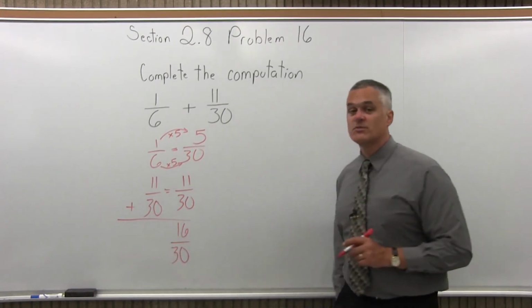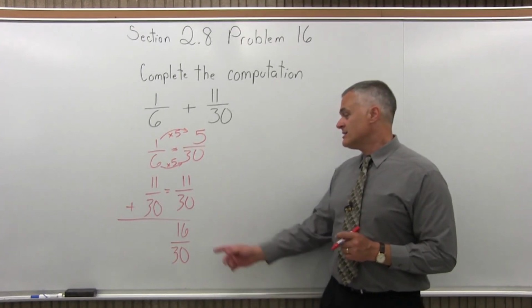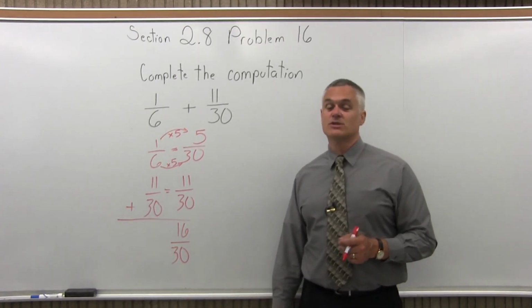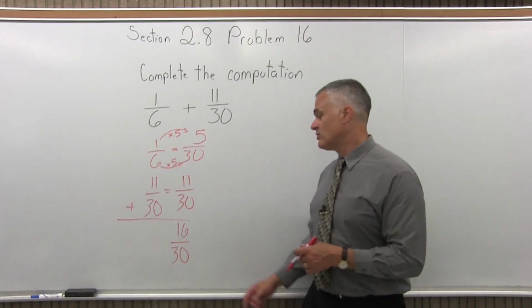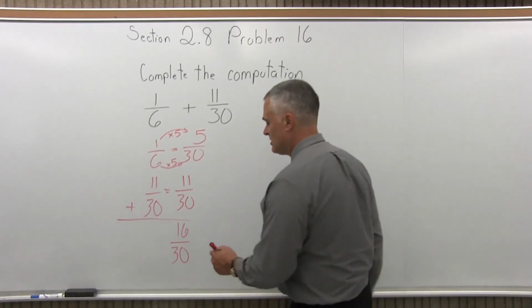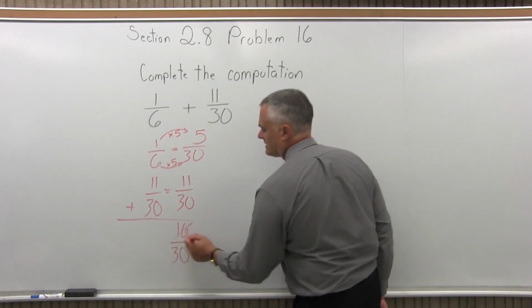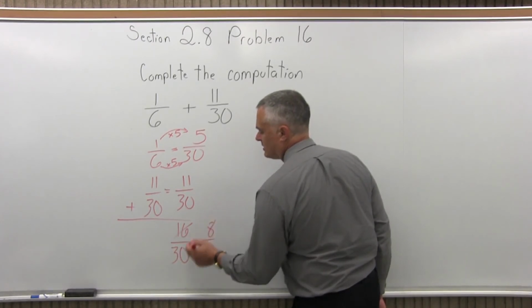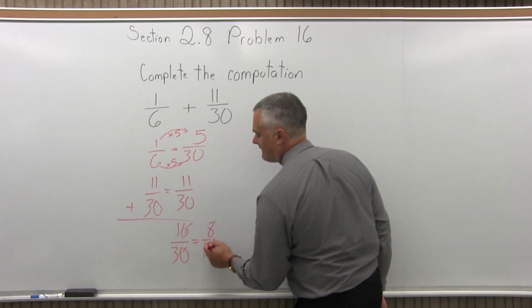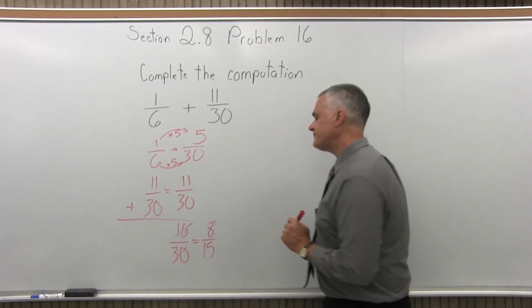Now that is the answer, but I can reduce that. 16 and 30 are both even, so I can at least start by cutting them both in half. 2 will divide into both evenly. So let's start with that. 2 goes into 16 8 times. 2 goes into 30 15 times.